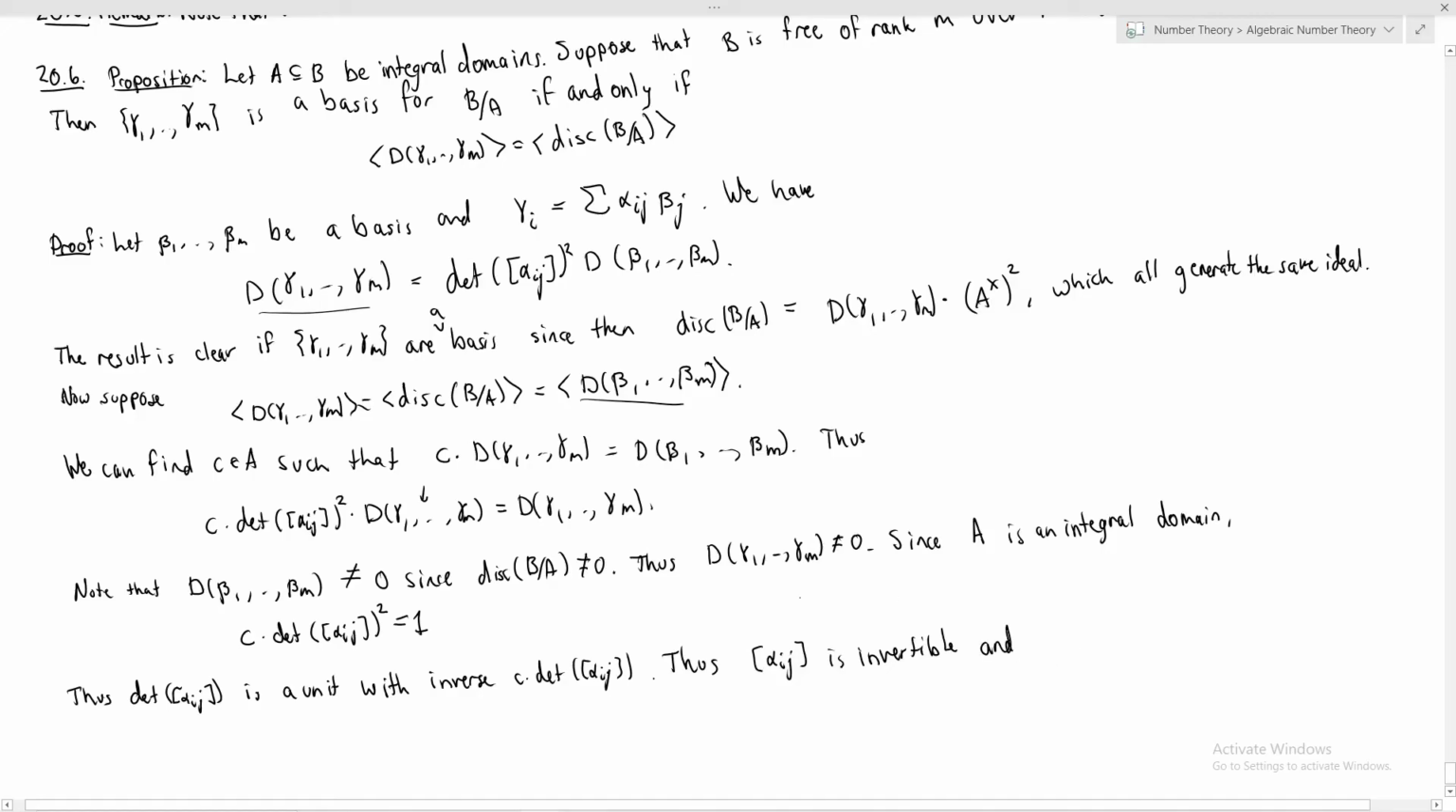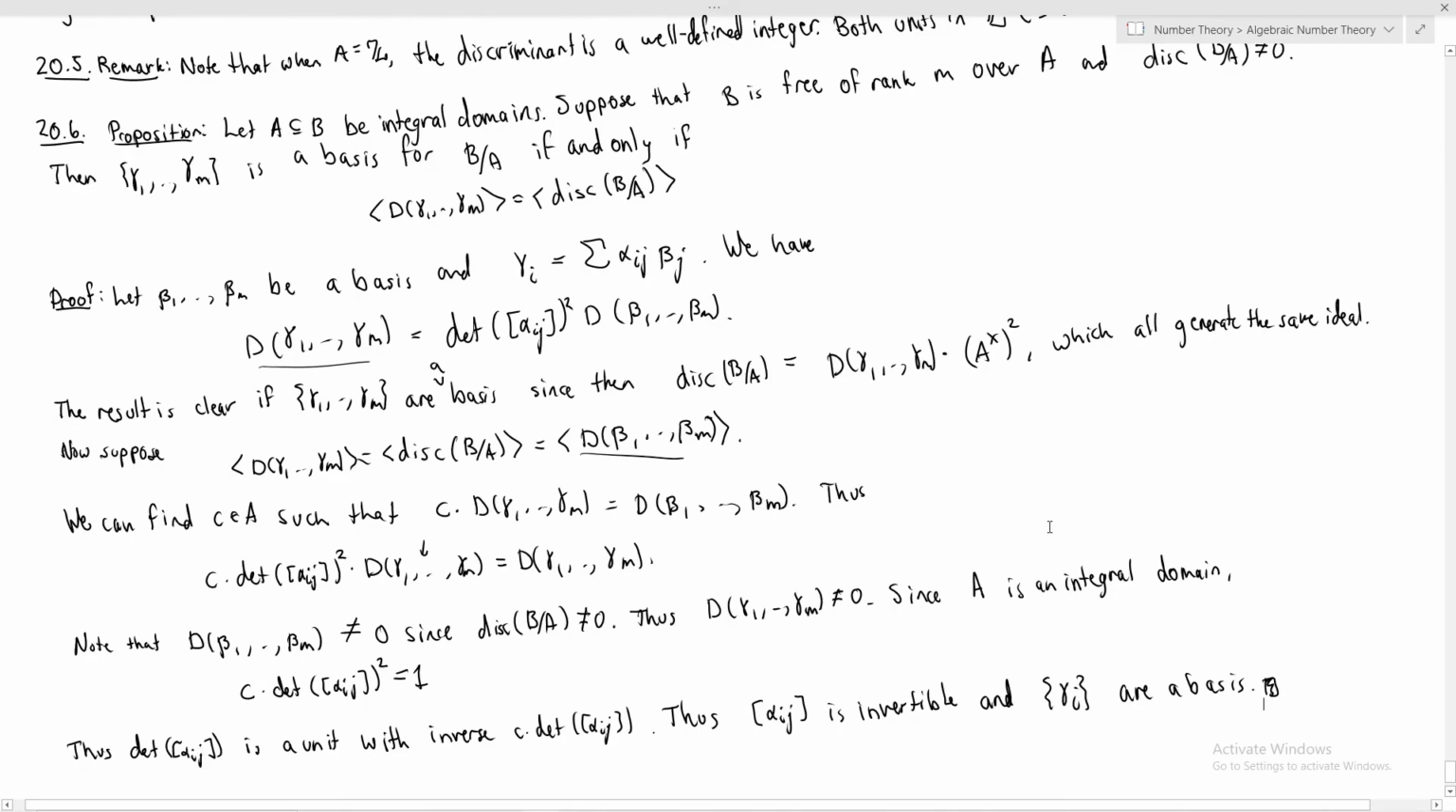And once we know this is invertible, then we know that the gamma i's are a basis, because this is the change of basis matrix. If the change of basis matrix is invertible, then the image of the basis under this matrix is also another basis. Basically, the image of a basis under an invertible matrix is still a basis, and this holds over rings, for A-modules, rather than just over fields.